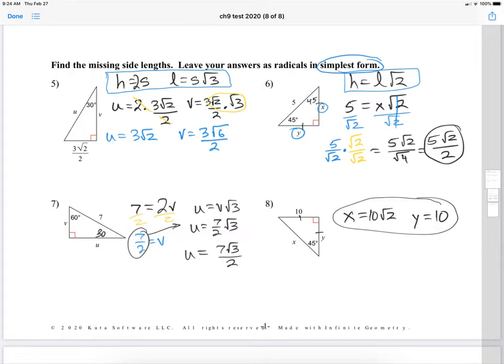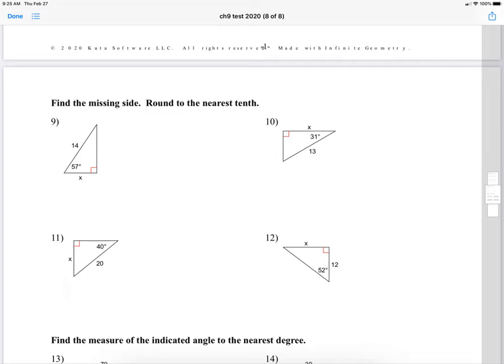Okay, so let's go to the next set of problems. Finding the missing side. So on these, what we need to do is identify which corner we're using. So here we're going to use SOH CAH TOA.